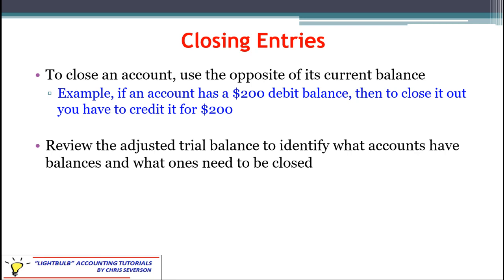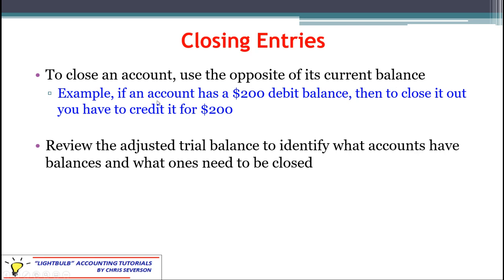Now, when we say closing, when we're closing an account, you have to know what is the current balance of that account. And then to close it, use the opposite of its current balance. Normally that would also be the opposite of its normal balance, but there's a potential that maybe that account, by the end of this period, didn't have a normal balance to begin with. It was on the wrong side, the opposite side, indicating that it's essentially negative. It could happen. It's not very common at all, very, very rare, but just be aware. That's why I'm saying to close an account, use the opposite of its current balance.